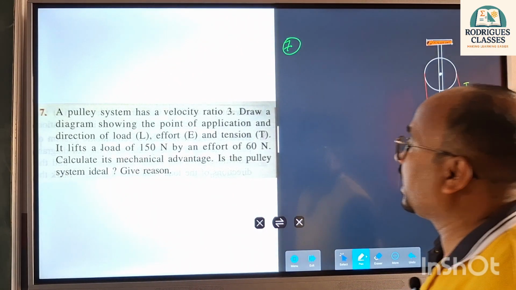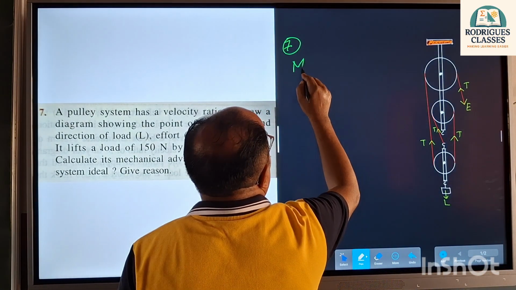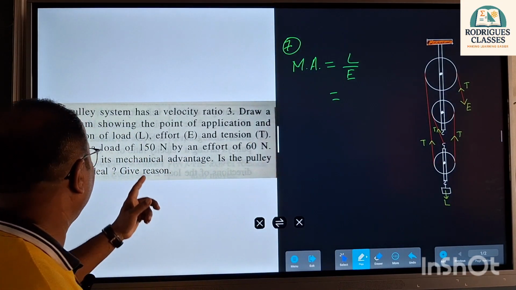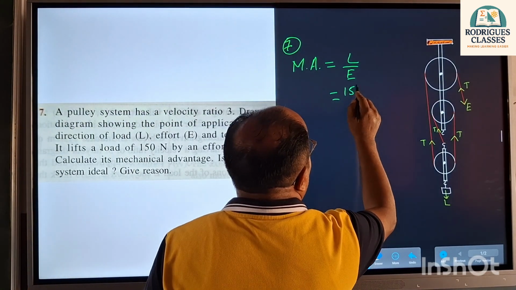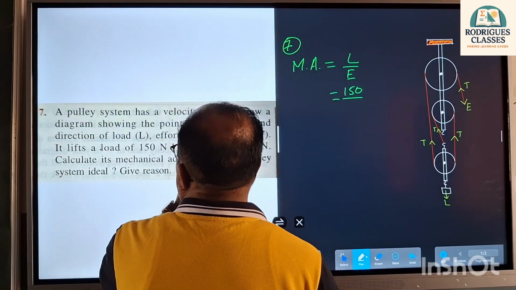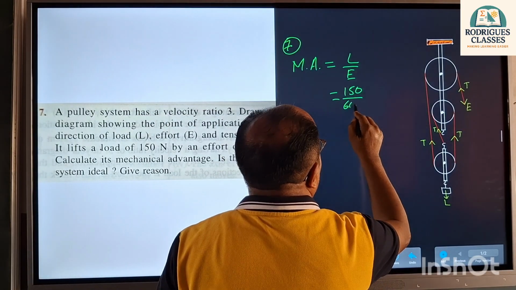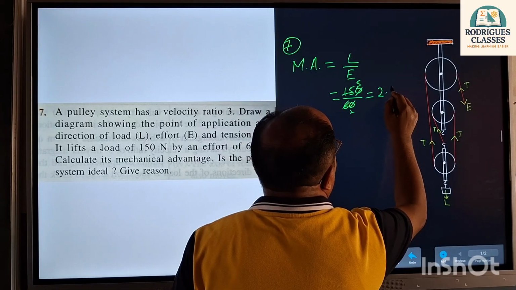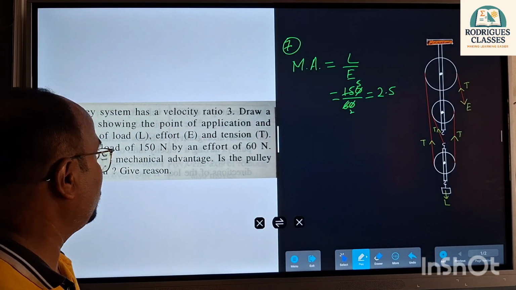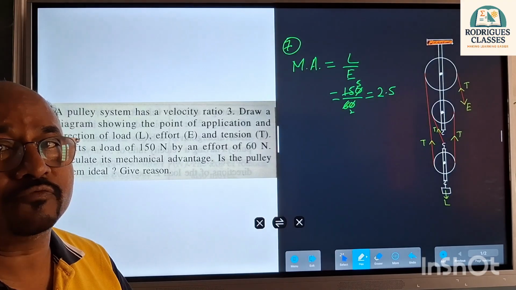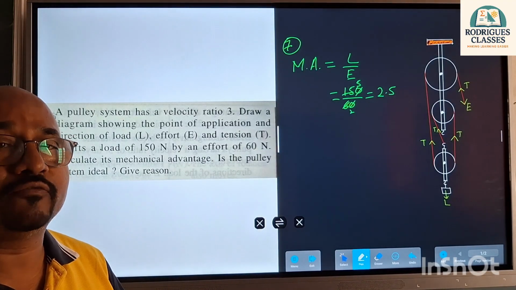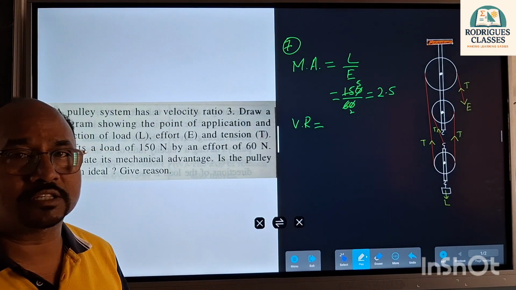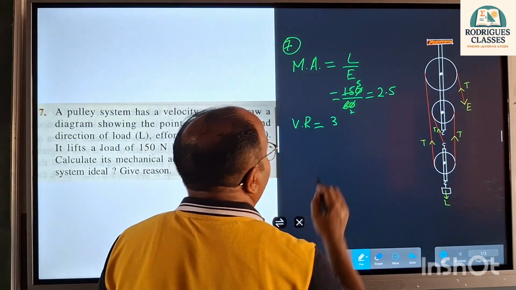Now to calculate the mechanical advantage, load by the effort. So load is clearly mentioned to us as 150 and the effort is given to us as 60 Newton. So 0 cancel, 3 2s are 6, 3 5s are 15, so we will get it as 2.5 as the mechanical advantage. Is the pulley an ideal system? For that we need to calculate the efficiency, and for that we need to know the velocity ratio also. So velocity ratio, 3 pulley system in block and tackle system, so it comes as 3.